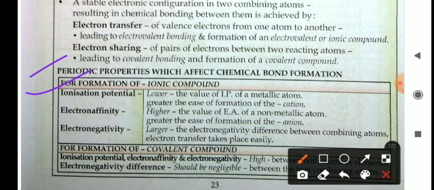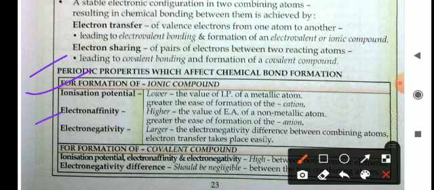The lower the ionization potential of a metallic atom, the greater the ease of formation of a cation. So what is ionization potential? It is the energy required to remove an electron. The element which releases electrons easily gets ionized easily and will form a bond easily. So if the value of IP is low, then the element forms a cation easily.